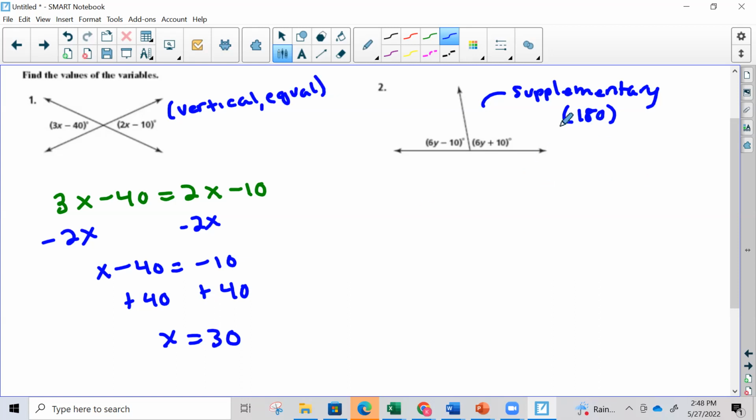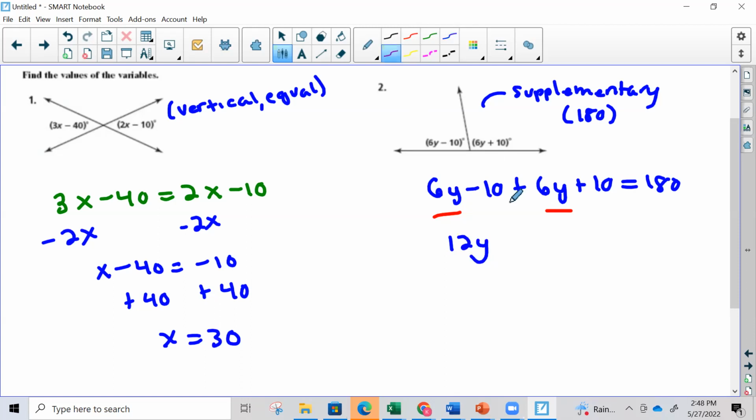So when I want two angles that are supplementary, what we do is we take those angles and we add them up to 180, because that's what we know. We know that these two measures together are going to give us 180, and together is the operation of addition. Okay, so now we have like terms on the same side. So I'm going to add together the 6y and the 6y, and I get 12y. And I'm going to add together the negative 10 and the positive 10. Well, that's just 0. So I just have 12y equals 180.